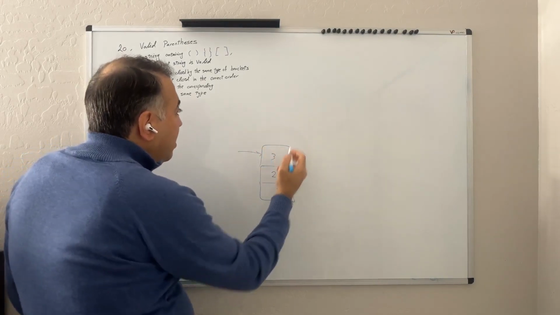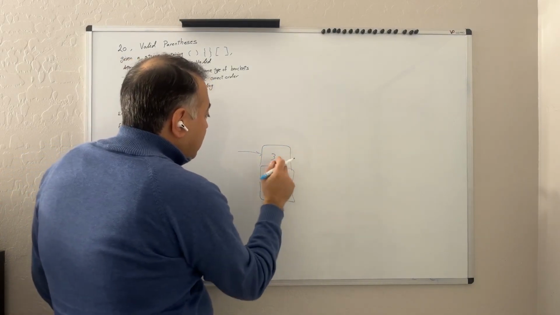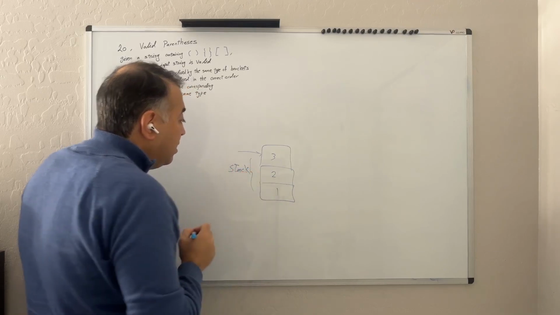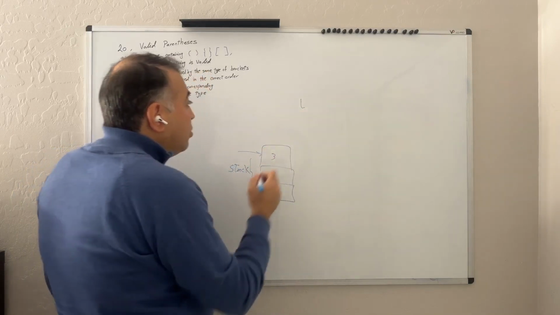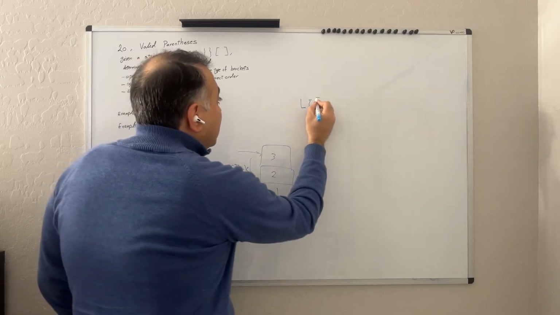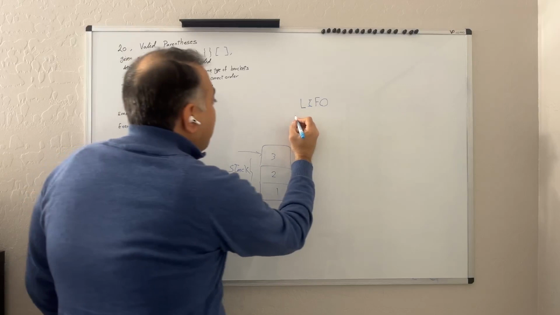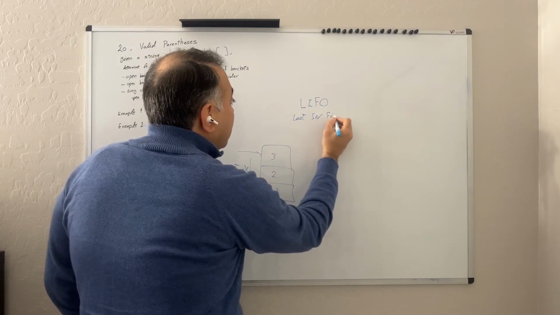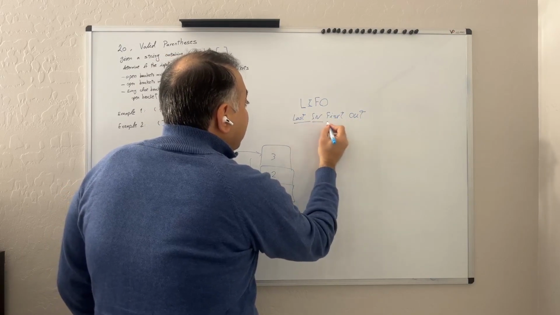So everything that I put in the data structure that I name a stack will be handled like this. The last item that I put in is the first item that goes out. So this is the LIFO structure. Last in, first out.